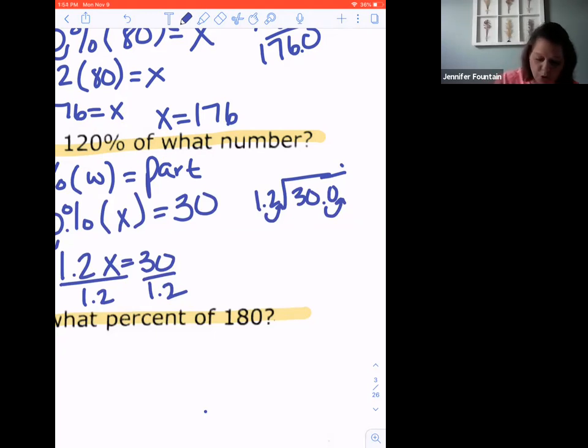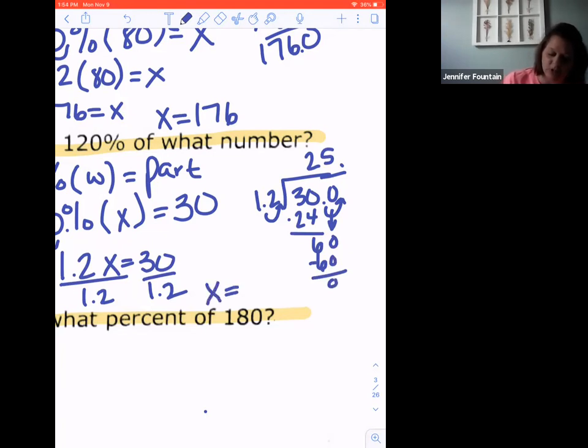12 will go into 30 2 times. 2 times 12 is 24. 30 minus 24 is 6. Bring down my 0, and 12 will go into 60 5 times, and 5 times 12 is 60. So x is equal to 25.